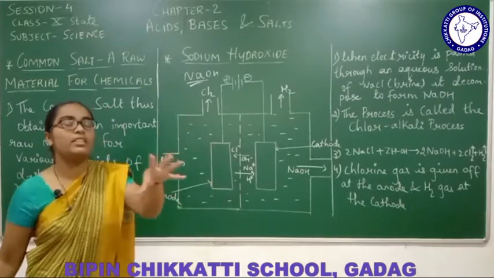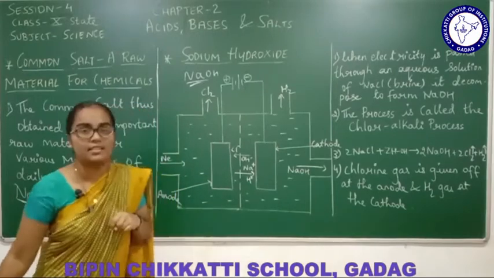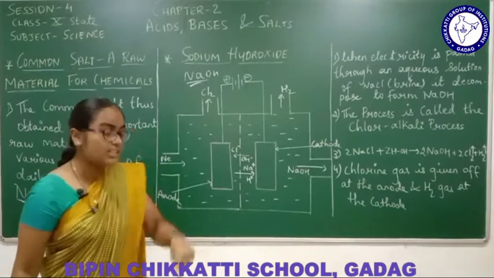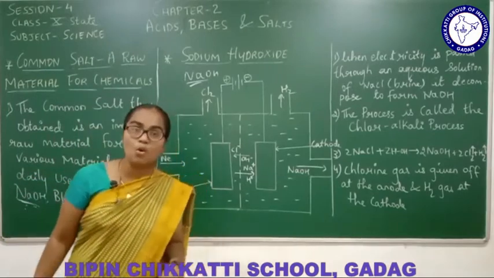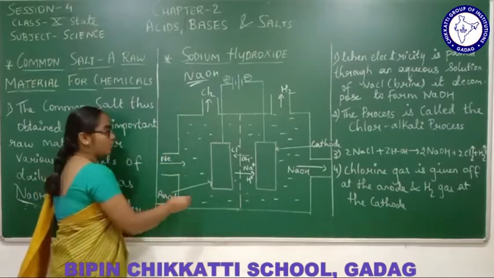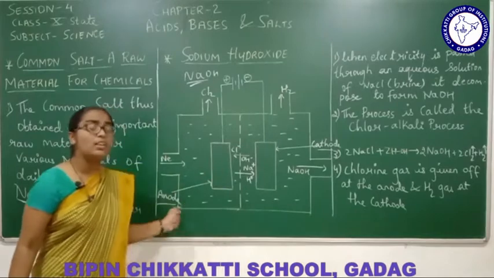I'll explain everything in more detail. Now this container is called an electrolytic cell. What is it called? It is called an electrolytic cell. Now this electrolytic cell is composed of electrodes. These are two electrodes, anode and cathode. Anode and cathode.